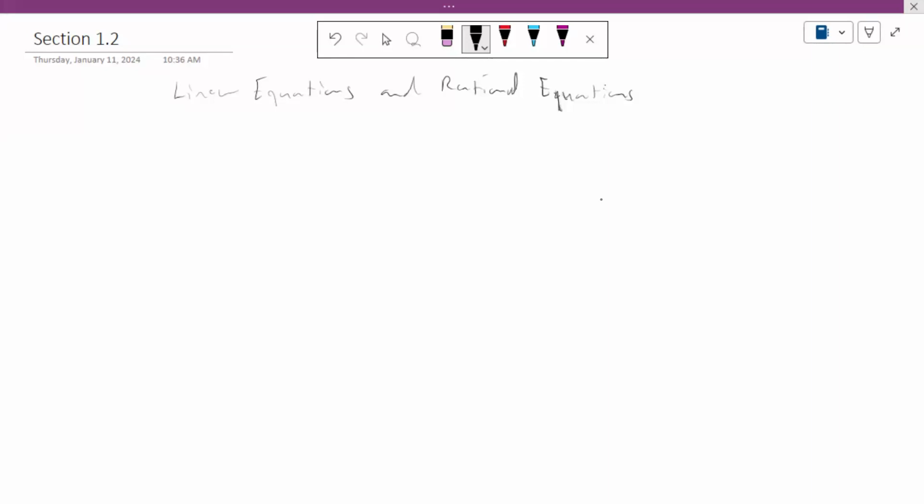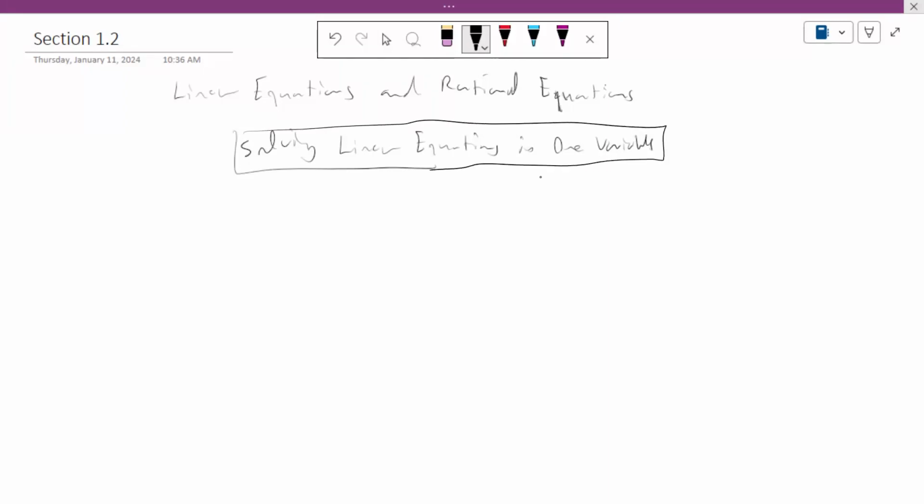So now, our first subheading here is solving linear equations in one variable. It keeps falling off the edge over here. Sorry about the handwriting. Okay, so we're going to start with the definition.